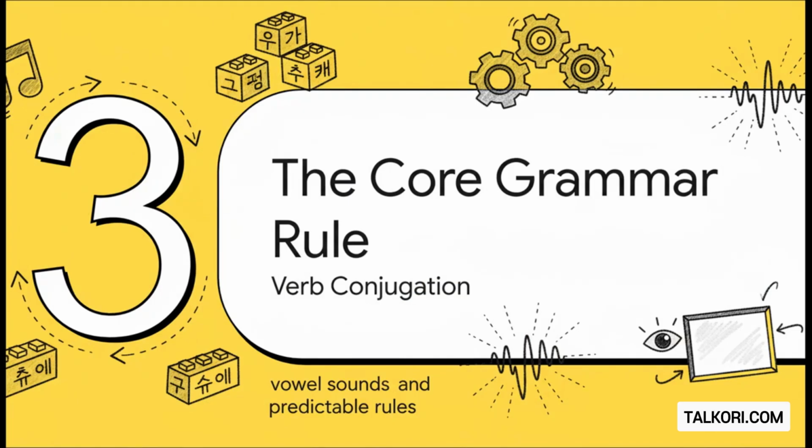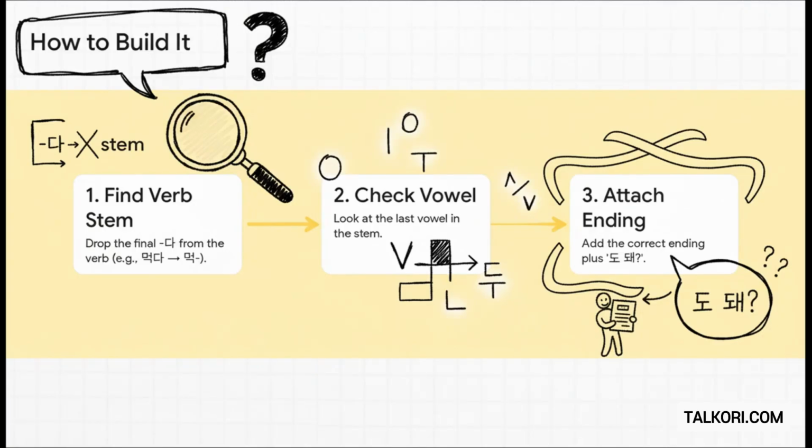So we know all the parts, but how do we actually build this with any verb? Well, it's super simple. It all comes down to one consistent rule that's based on the verb's final vowel sound. Let's check it out. It's really just a simple three-step recipe. First, you take your verb and you chop off the 다 at the end to get the stem. Easy. Second, you just look at the last vowel in that stem. And third, depending on what that vowel is, you just attach the correct ending before you add 도 돼.